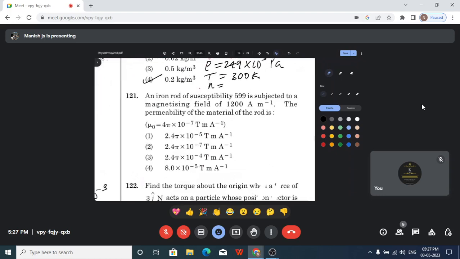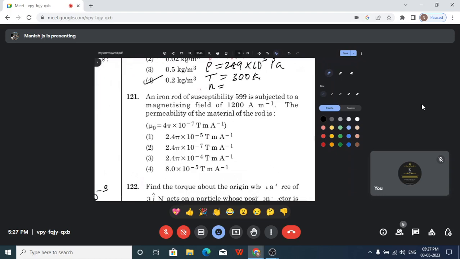Move to the next question. Question number 121. An iron rod of susceptibility 599 is subjected to a magnetizing field of 1200 ampere per meter. The permeability of the material of the rod is. So what is the permeability is what they're asking. So you have to find out what is mu. Mu naught is given. Relative permeability is given. They're asking what is permeability.